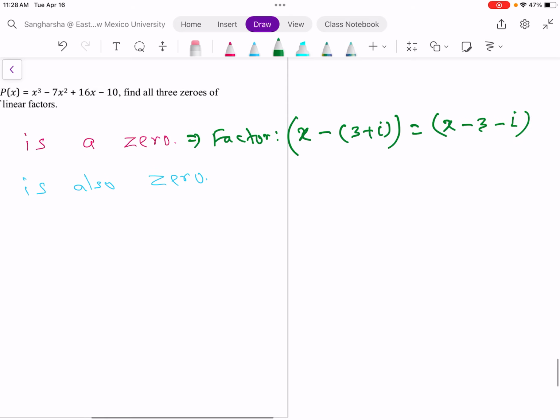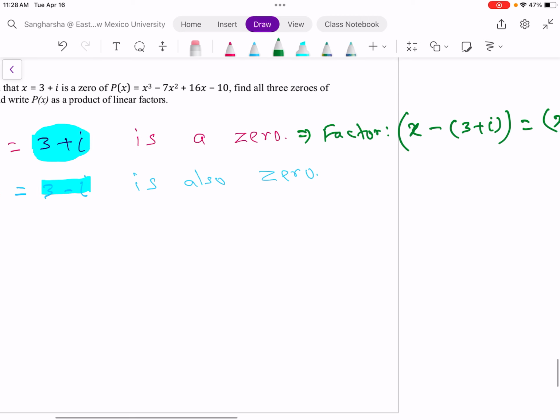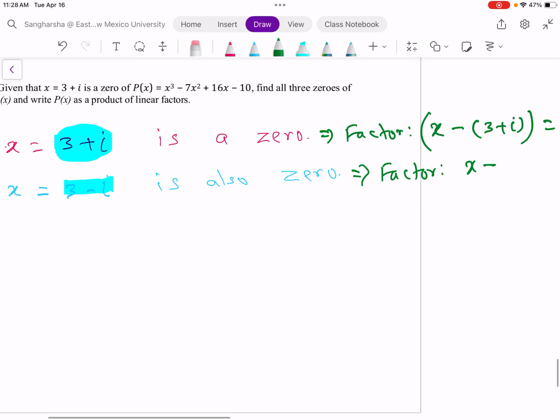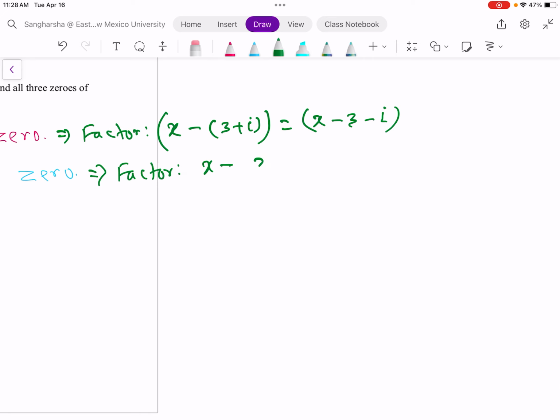Now, similarly, if 3 minus i is a 0, then the corresponding factor is x minus this 0, which is (3 minus i). You have more than one term, so make sure you have the parenthesis. Now you distribute the negative, we get x, negative times 3, negative 3, negative times negative i, we get positive i.